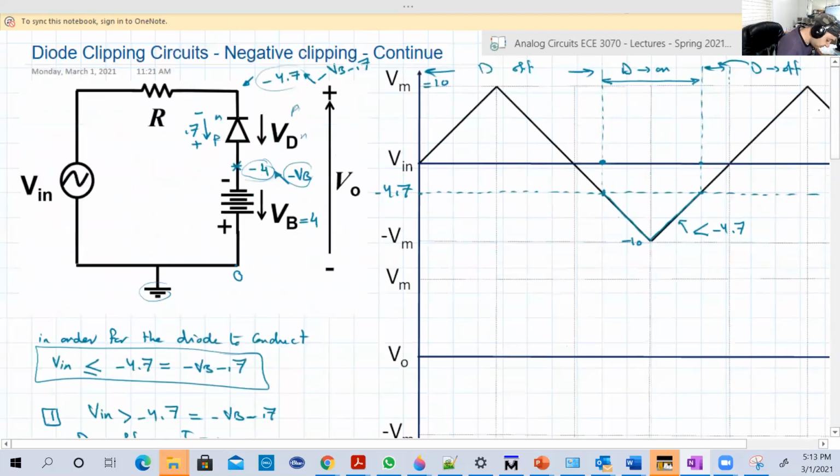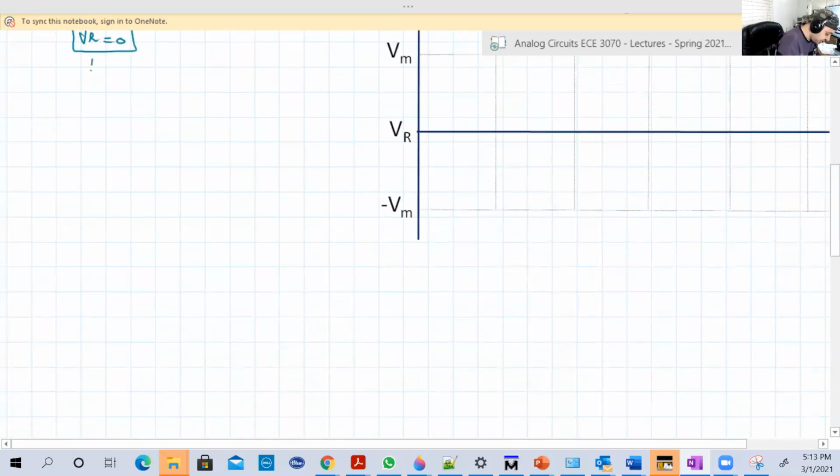Let's apply Kirchhoff. This is V input here. This is VO, and this is VR. So you see that V input equals VR plus VO. VR is 0, so VO is equal to V input. Now let's check number two.